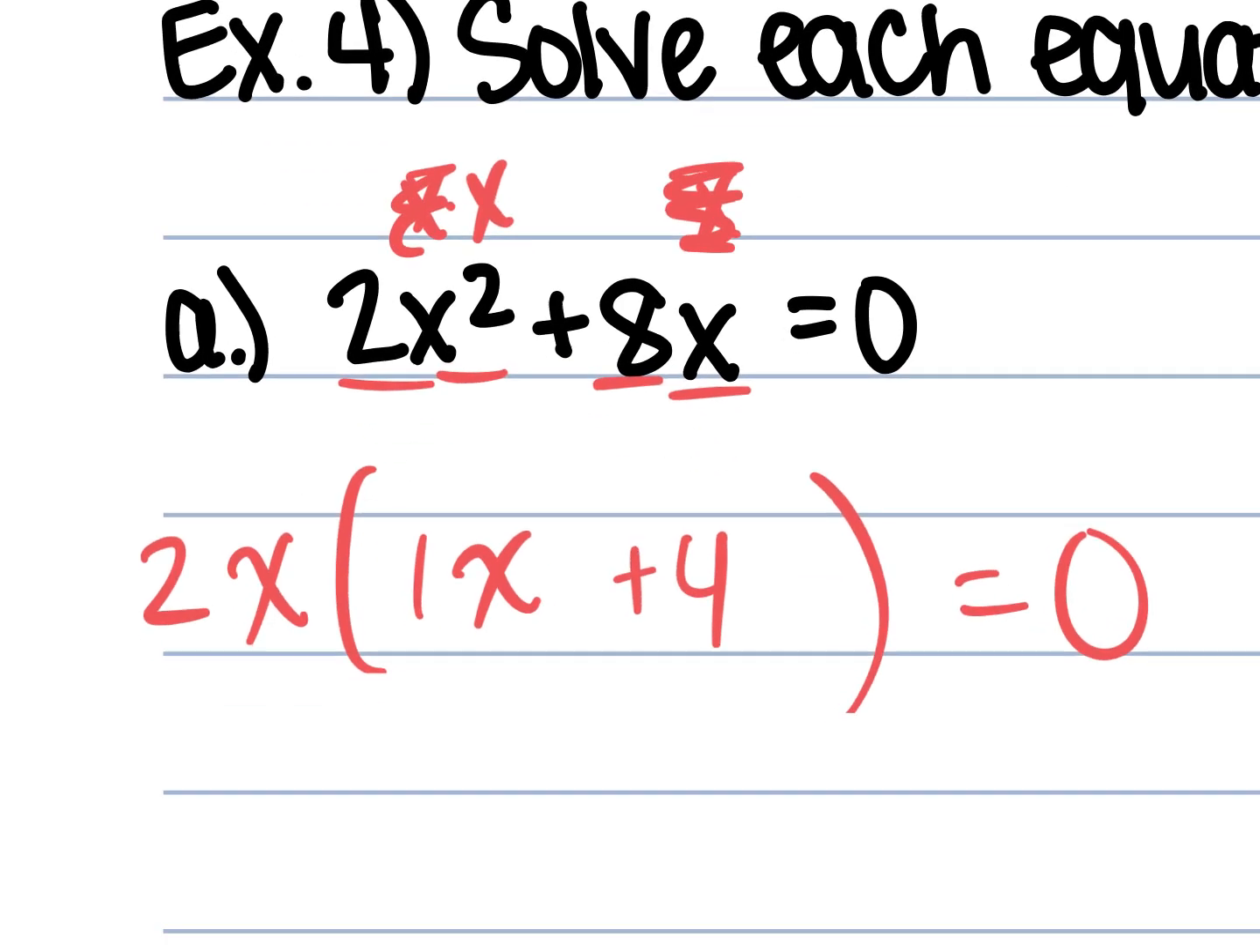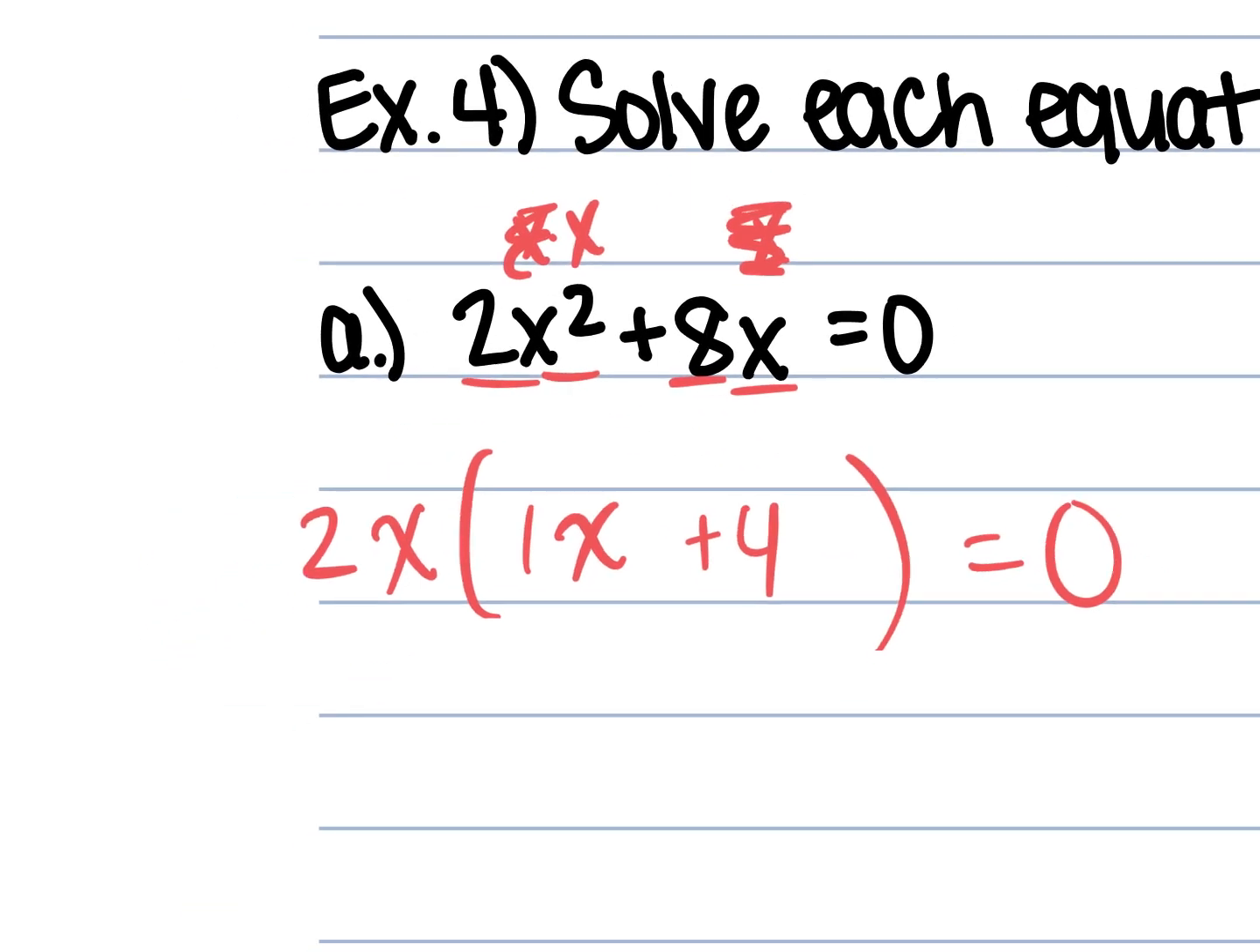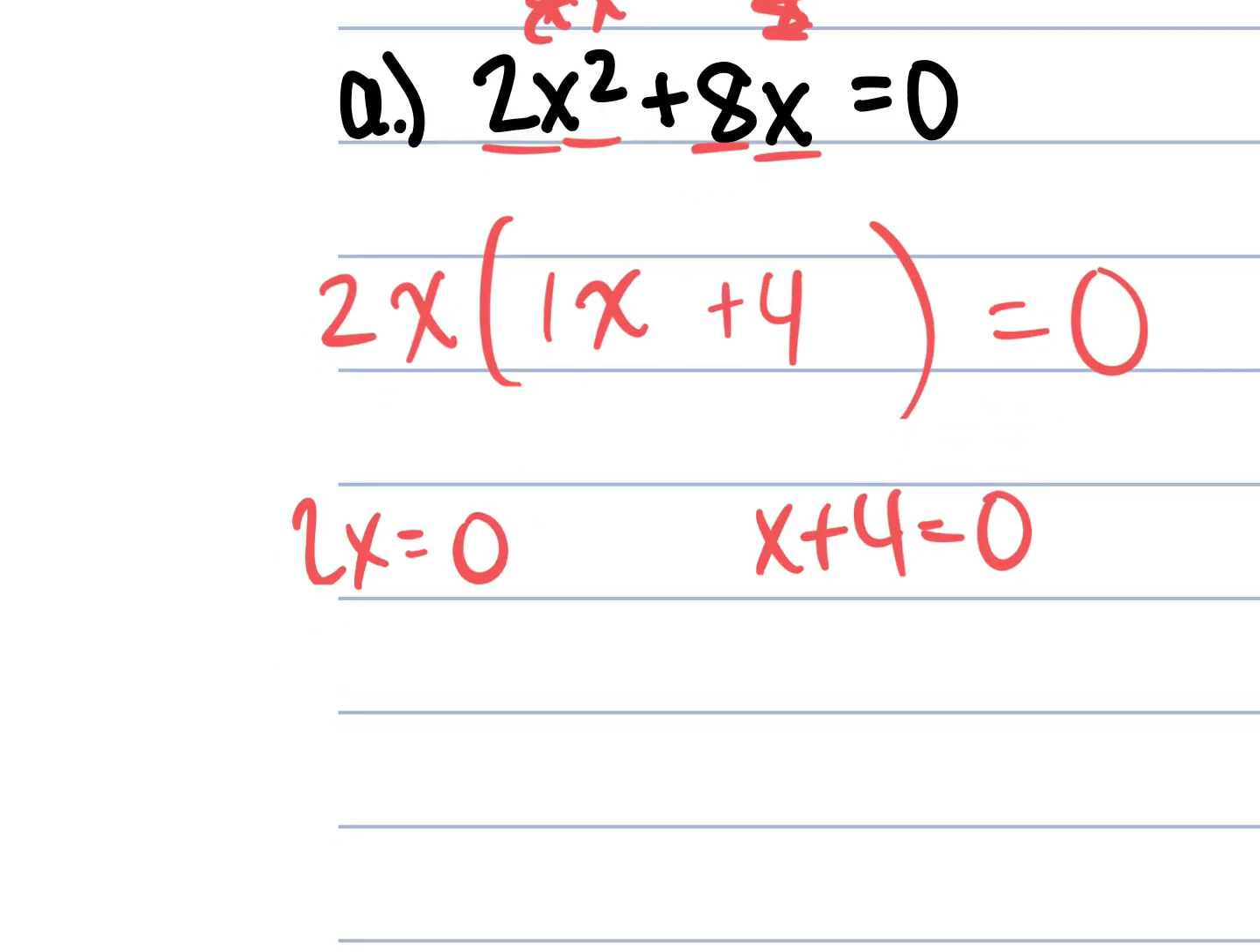Okay? Now, this is set equal to 0, correct? So set it equal to 0. 2x equals 0, and x plus 4 equals 0, correct? What's the first one going to be equal to? 0. And the second one? -4.